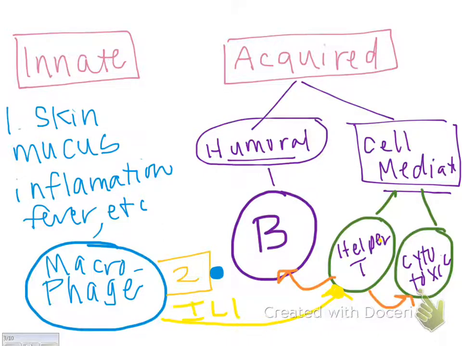So reception, then transduction, it's going to think about it, and the response from the helper T cell is going to be to make IL-2. So this orange right here is IL-2, interleukin-2. Okay, well, the B cell receives this message right here, the reception, and its response is going to be to make an antibody.